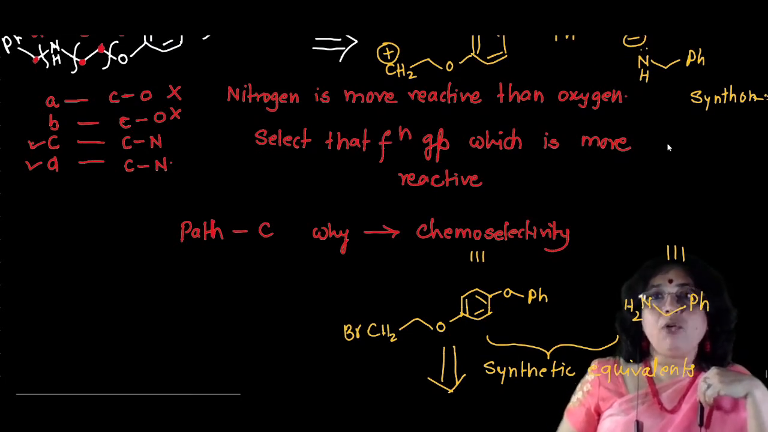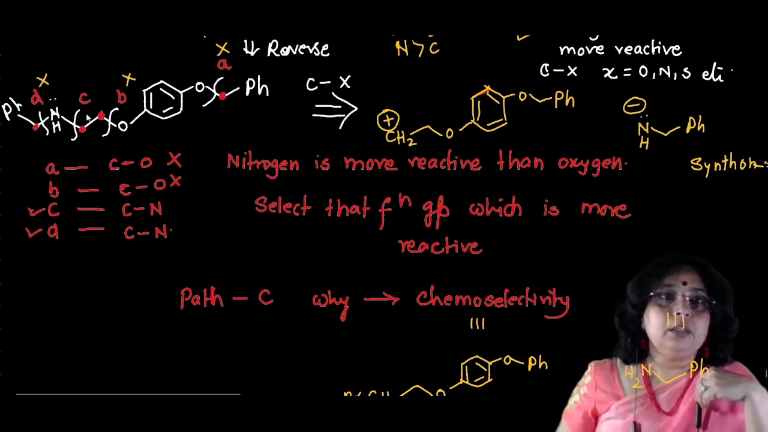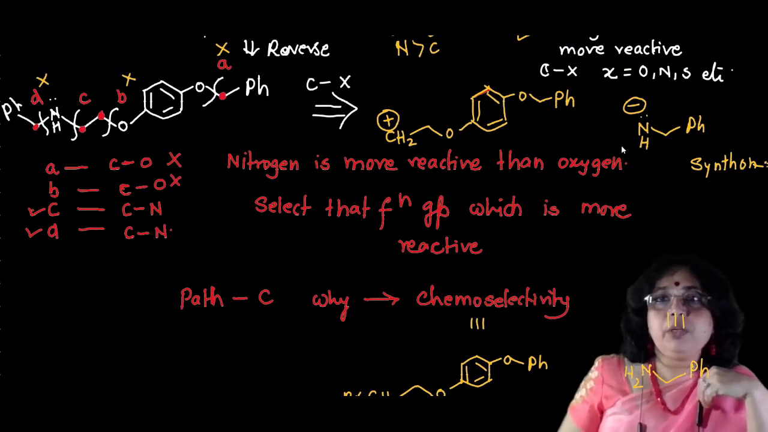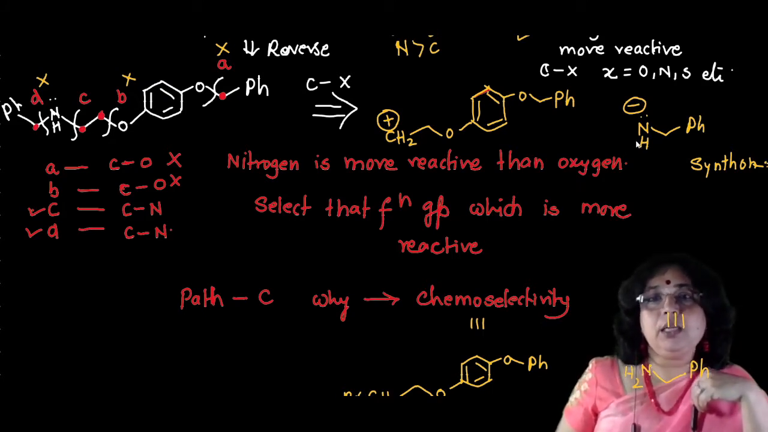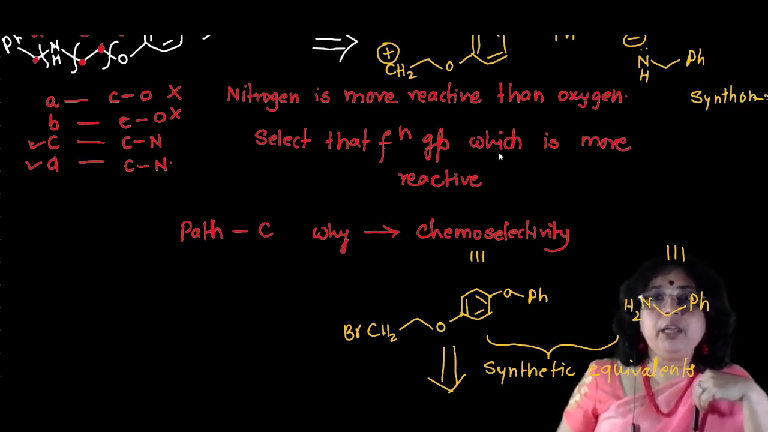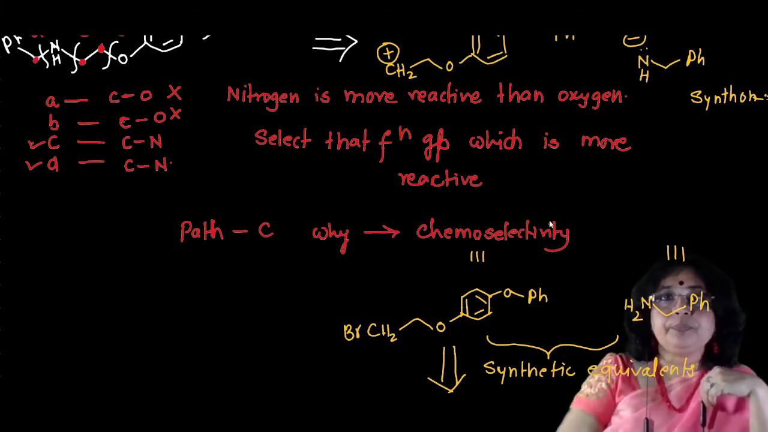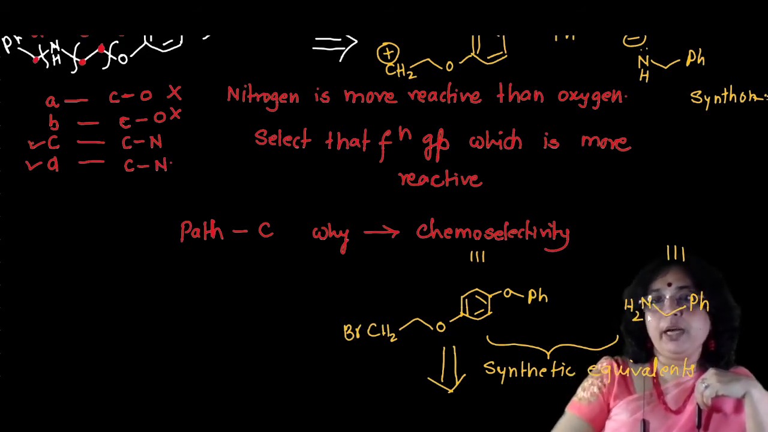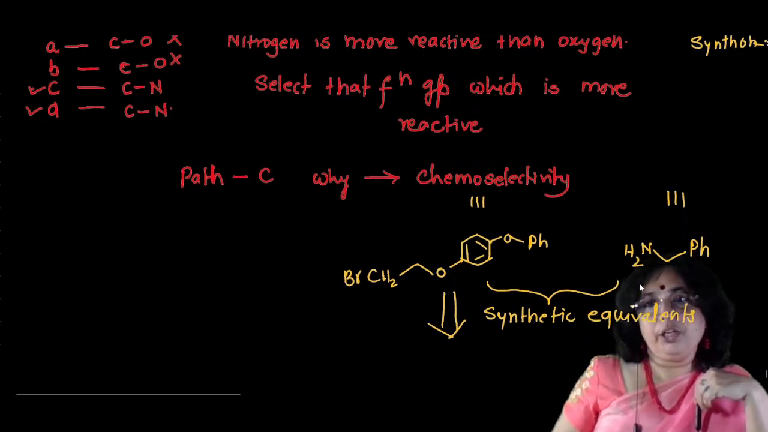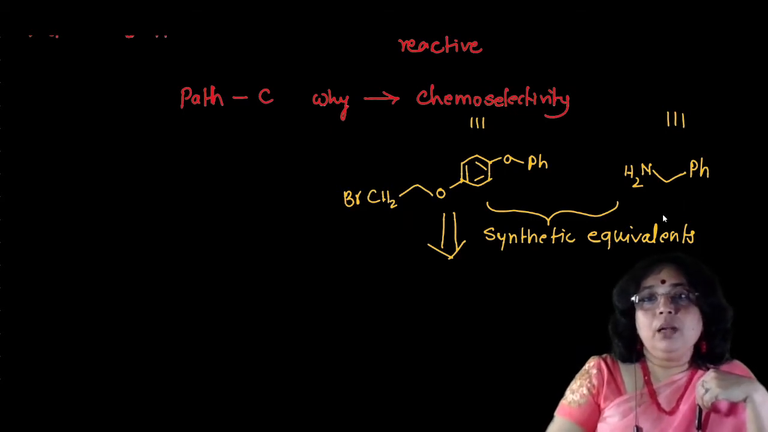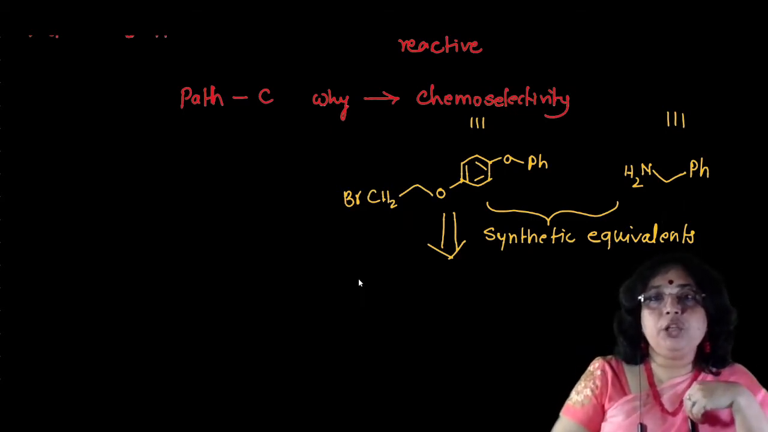These are the synthons, we have already cut the C fragment. We have opted this path C and we got these two synthons. Now let us see the synthetic equivalents which we are getting for these synthons. Now these are the two synthetic equivalents. So to neutralize this positive charge, I have put just Br over here and here the NH2 phenyl group. That is again an amino group over here.